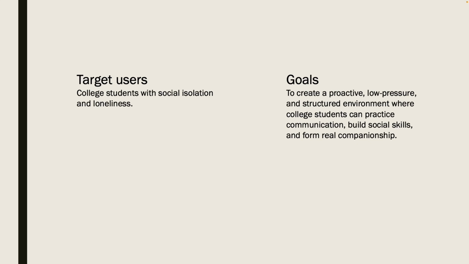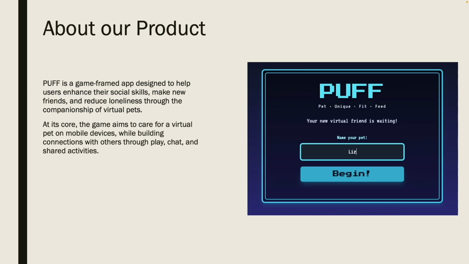This is our current target users and goals. Focus on college students with social isolation and loneliness, to create a better environment for companionship and communication. Puff is a game-like app designed to help users enhance their social skills, make new friends, and reduce loneliness through the companionship of virtual pets. At its core, the game aims to care for virtual pets on a mobile device while building connection with others through play, chat, and shared activities.